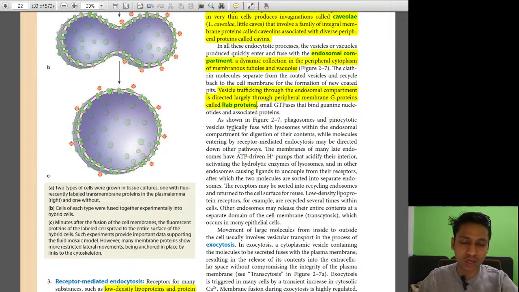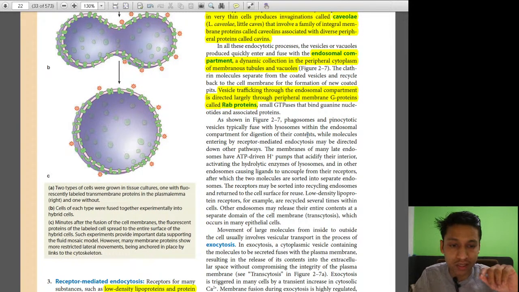Phagosomes and pinocytotic vesicles typically fuse with lysosomes within the endosomal compartment for digestion of their contents. Simple. We phagocytose some material through phagocytosis and we're going to digest it. We have pinocytosis done, cell drinking, and we're going to digest it through lysosomes. But what happens to the content of, let's say, hormones or ligands that we have? Let's take a look. Molecules entered by receptor-mediated endocytosis may be directed down other pathways. What are these other pathways?